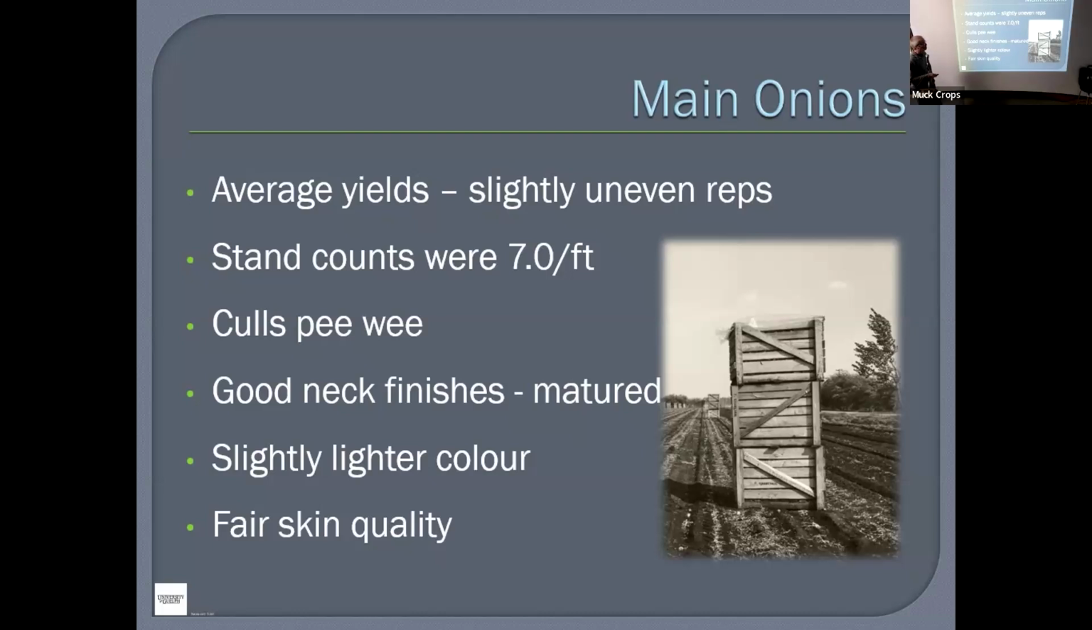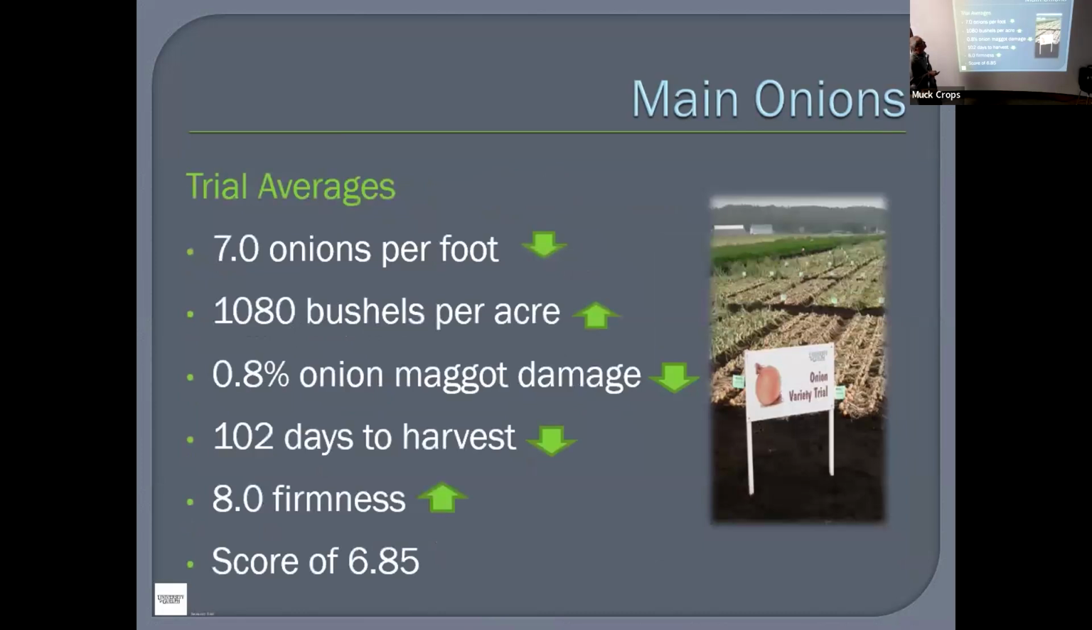They were mature when they were harvested. No problem that way. We noticed too this year they were slightly lighter in color. They didn't have that dark, heavier, thicker, darker colored skins. They were a little lighter in thickness and also in color. And the quality of the skin was still fair overall.